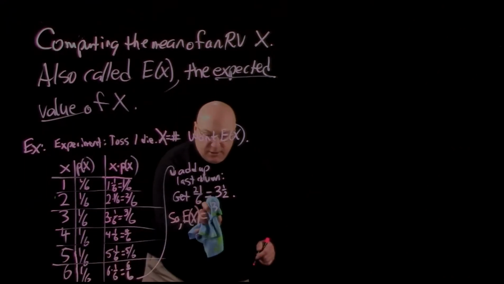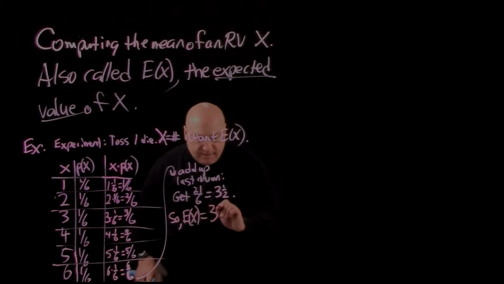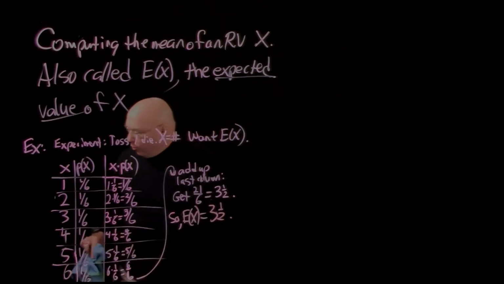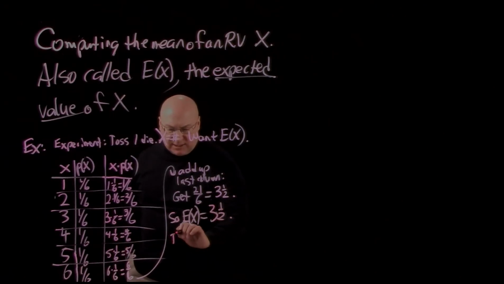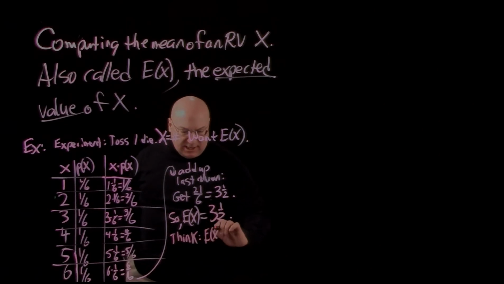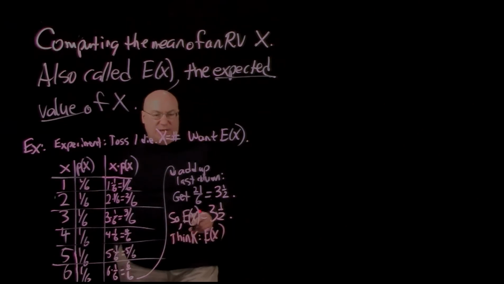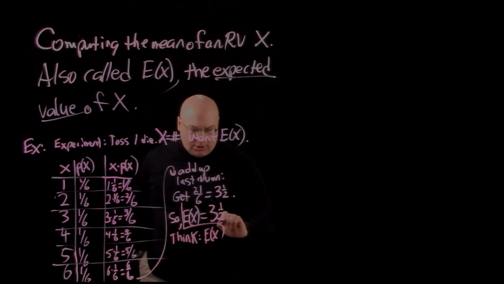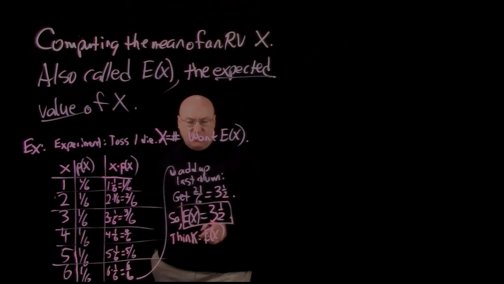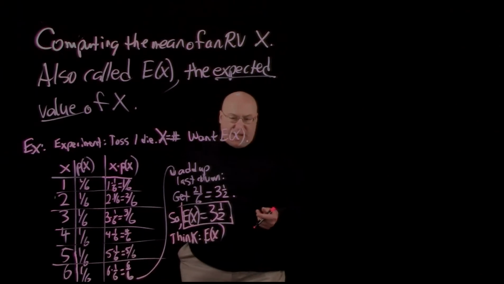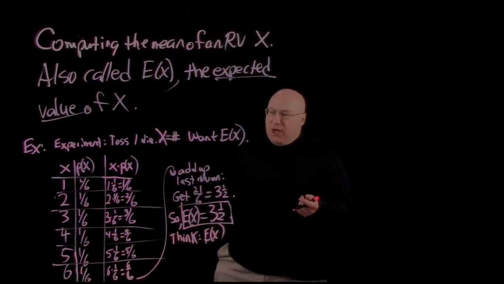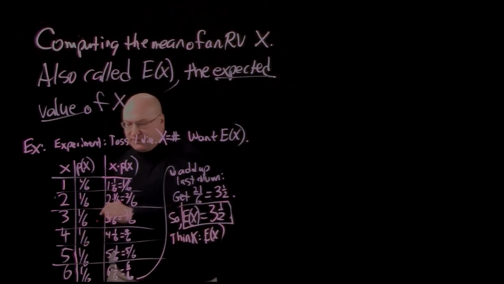All right? 3.5. And what I say here is, how should you think about the expected value of x? Think like this. Certainly, I make a note there at the bottom that this so-called expected value is almost kind of humorous to call the expected value, because you never expect to toss a die and get 3.5, right? You're going to get 1, 2, 3, 4, 5, or 6.